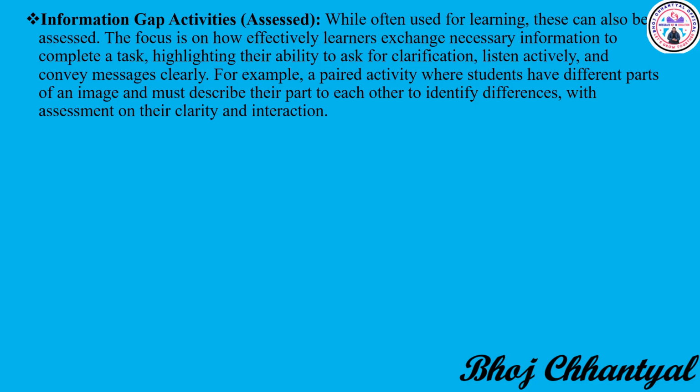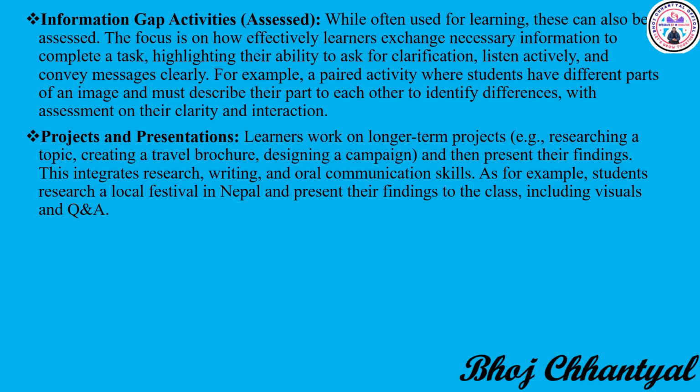Information gap activities, assessed. While often used for learning, these can also be assessed. The focus is on how effectively learners exchange necessary information to complete a task, highlighting their ability to ask for clarification, listen actively, and convey messages clearly. For example, a paired activity where students have different parts of an image and must describe their part to each other to identify differences, with assessment on their clarity and interaction.